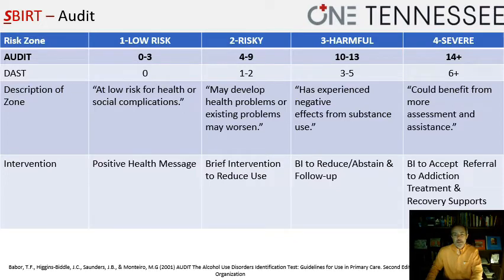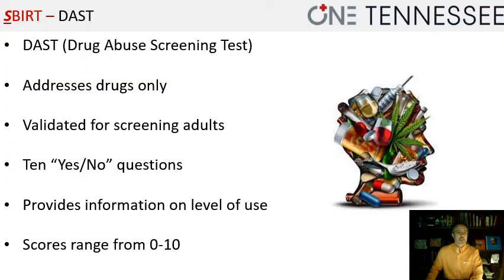Taking a look at the DAST, or the Drug Abuse Screening Test, it addresses drugs only. It's validated for screening adults only. It's 10 yes or no questions and provides information on level of use with scores ranging from 0 to 10. This is what that survey instrument looks like.